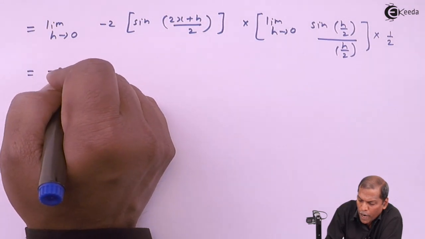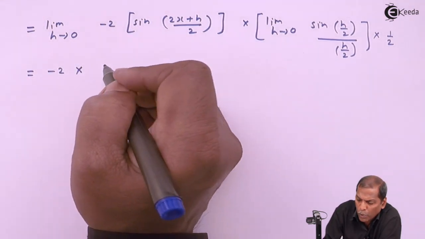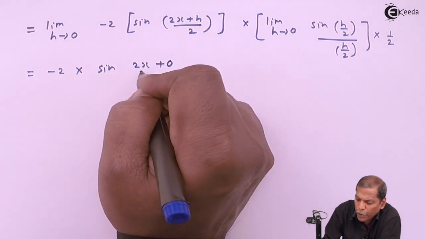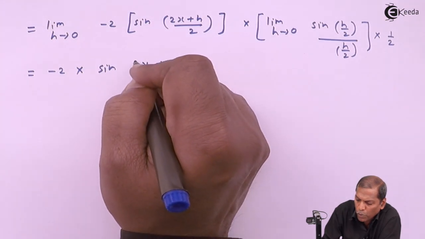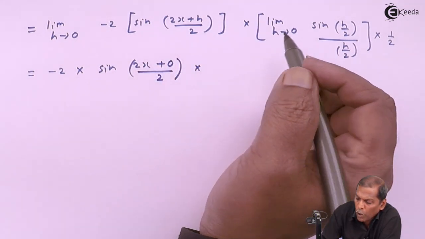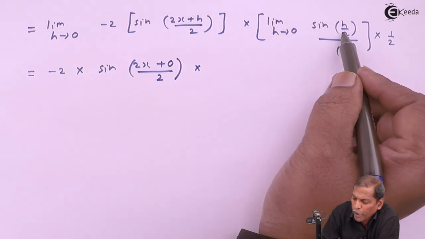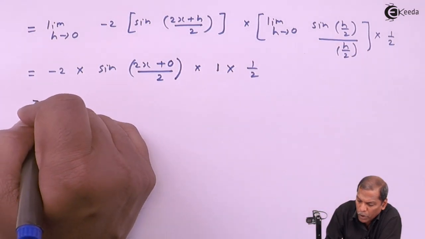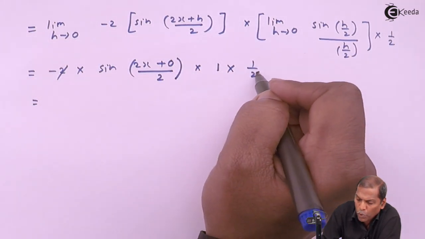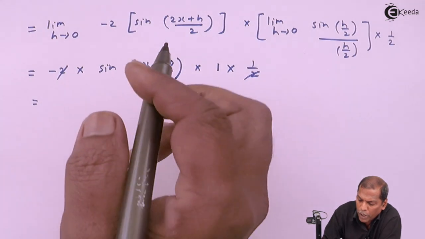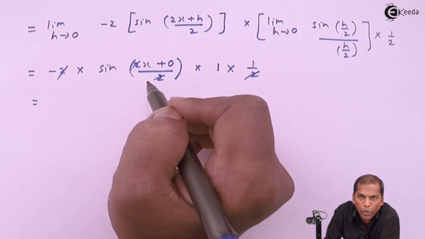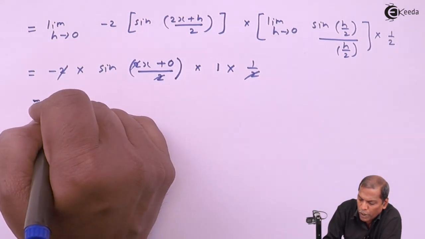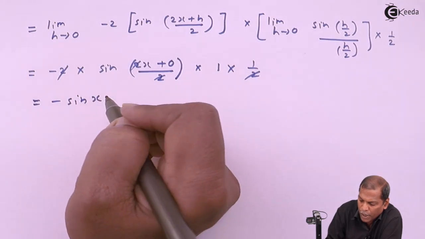So that is equal to minus 2, which we write as it is, into sin(2x), for h we substitute 0 as a limit, upon 2 into, now limit h tends to 0 of sin(h/2) upon h/2, that gives 1, into 1 by 2. Now you cancel 2 from numerator and denominator, and again 2 and 2 from numerator and denominator inside the sine function. So we are left with only minus sin x.